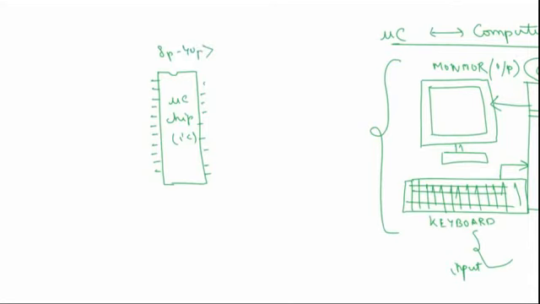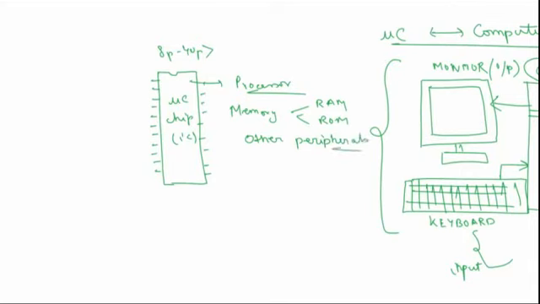It also has a processor inside it which can perform arithmetic and logical functions. It also has some memory element inside it in the form of RAM and ROM, very similar to what we saw in the computer. It also has other peripherals inside it, which we will be talking about later in our course of study.